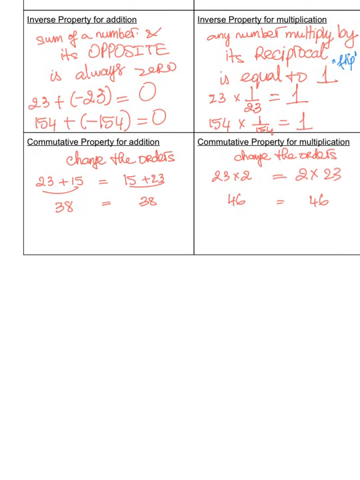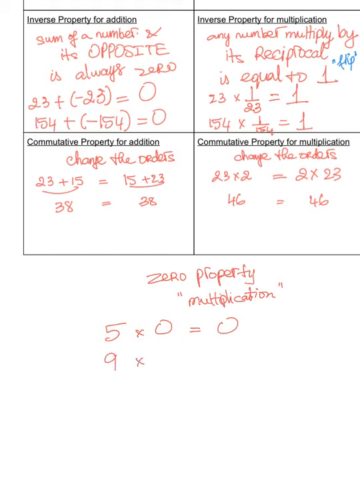And the last thing we're going to learn for today is a bonus. I call it zero property. Zero property just applies for multiplication. Any number that multiplies with 0 will always be 0. Any number multiplied with 0, the answer is 0. It's called zero property.